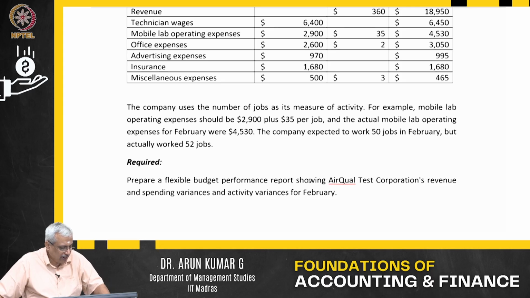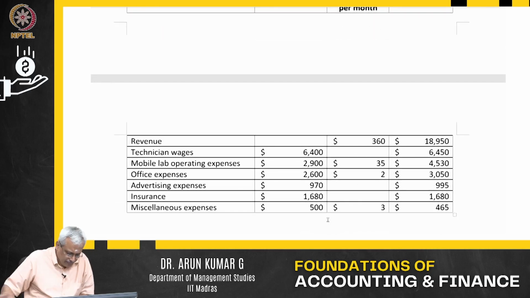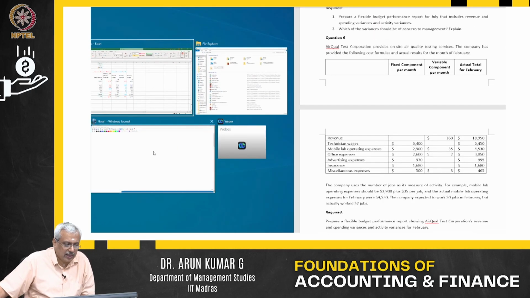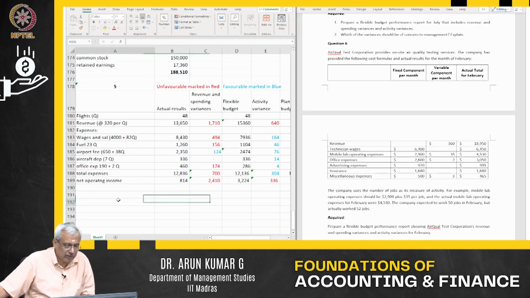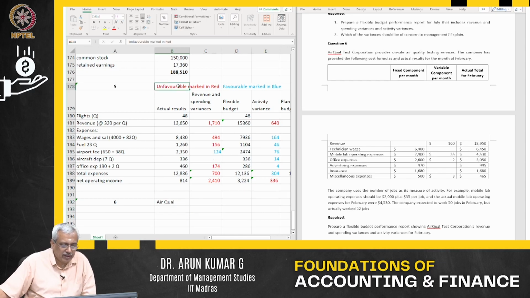Let us prepare what we call the flexible budget for the month of February, and these are the actual results. Let me take these into account, and then let us prepare. That is problem number 6, if I am not wrong. With this, we will close the cost accounting part of it. The problem is Air Qual. Again, the same thing. I am just going to use these two things, favorable and unfavorable.